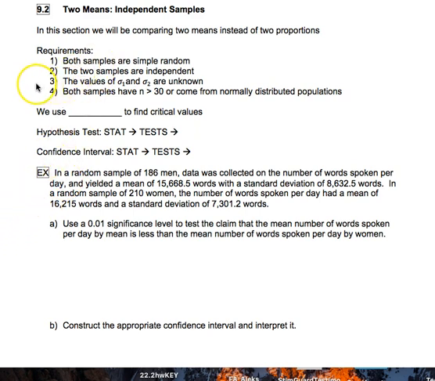So this number 3, the fact that the values of those standard deviations are unknown, that leads us to say that we're going to be using inverse t to find the critical values. Because remember that we only use z for means when we know the population standard deviation. So because in this section, part of the requirement is that we don't know them, that means that all of these are going to be t-type tests, which means if we're using the critical value method, we need to use inverse t as opposed to inverse norm.